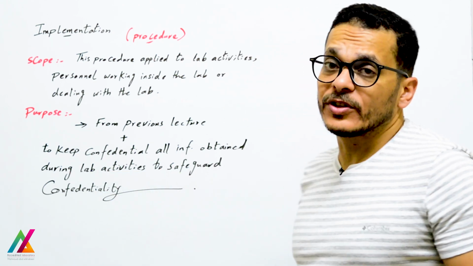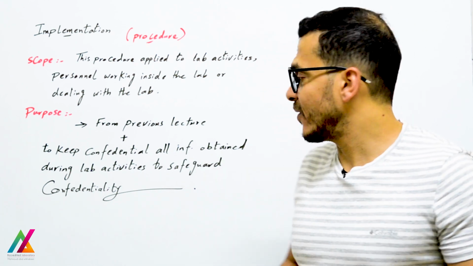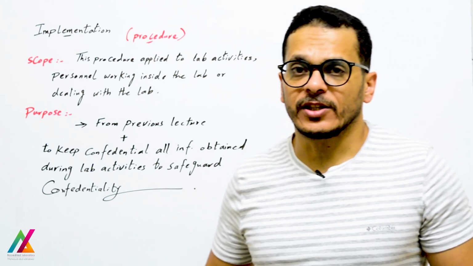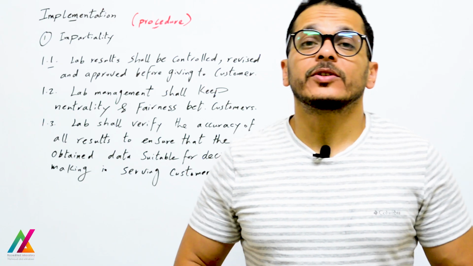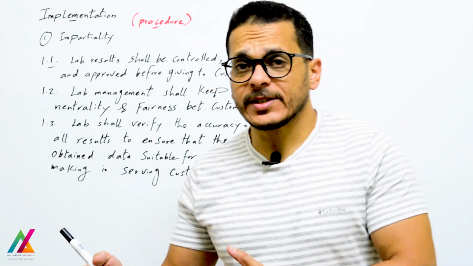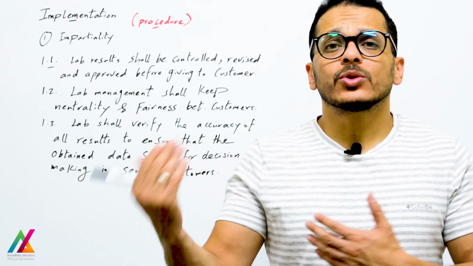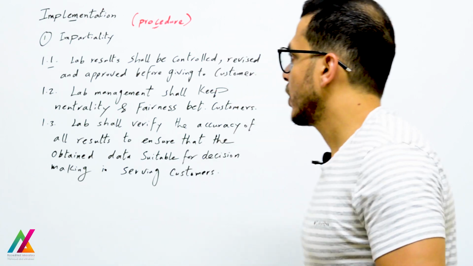And also for confidentiality, to keep confidential all information obtained during lab activities to safeguard confidentiality. And the procedure will be divided into 2 points, impartiality and confidentiality. Under these 2 points I will add some requirements. You can use these requirements or you can increase according to your lab vision.